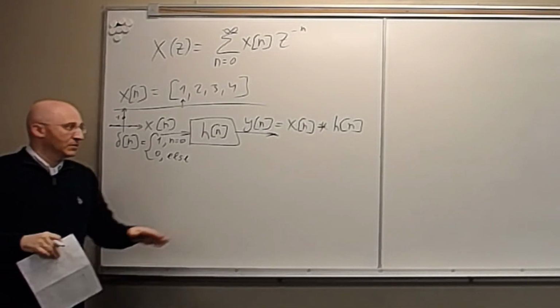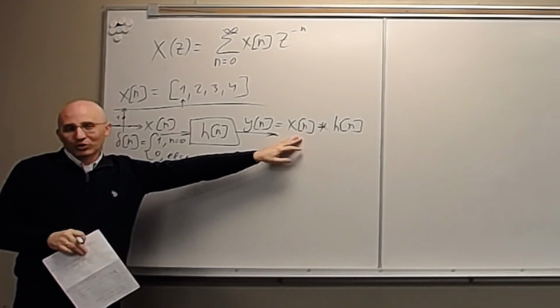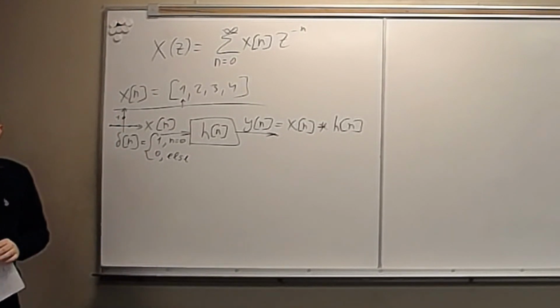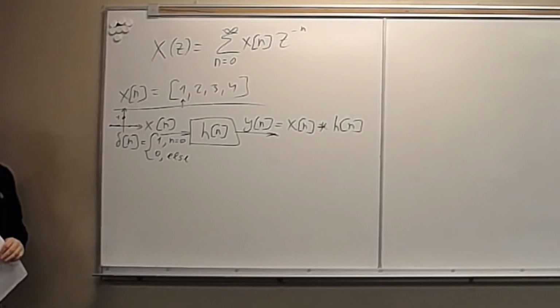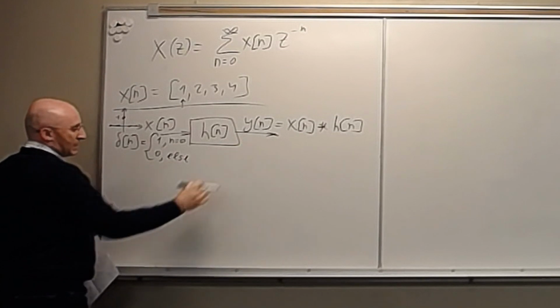Now, if you remember, computing that kind of convolution is not very trivial. It's like multiplication of polynomials, but still kind of difficult sometimes. So we want some easier ways to compute that output. And this is a way.